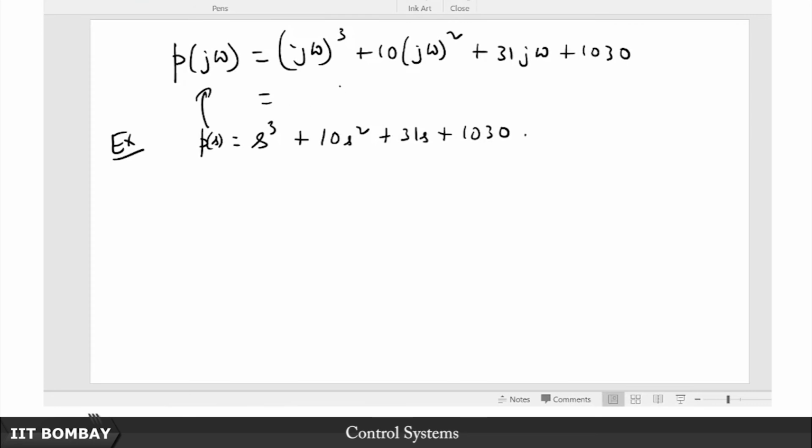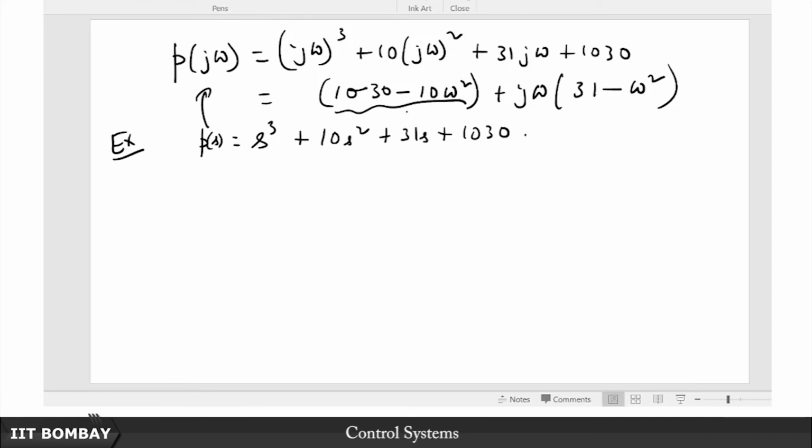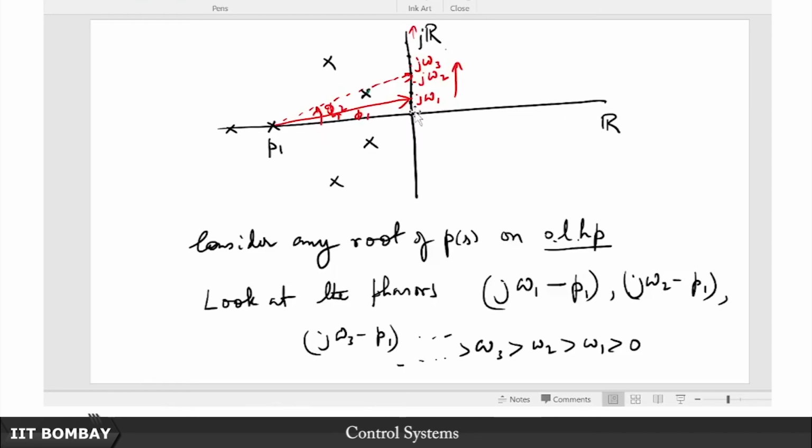Then what you have is 1030 minus 10 omega squared plus j omega, you take common, then you have 31 minus omega squared, because j cubed is nothing but minus j. So, notice that for any polynomial, this is an even part and this is also a real part. If you pass on the argument j omega in place of s here, which is to say that you are basically evaluating the polynomial along the imaginary axis, which is what we have started with from the very beginning. We have said that we are interested in mapping this.